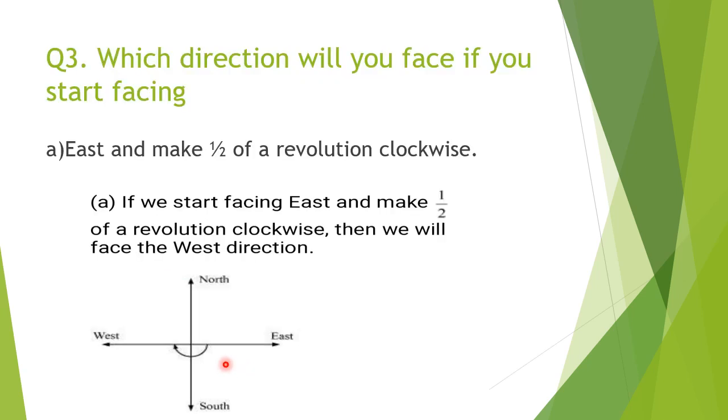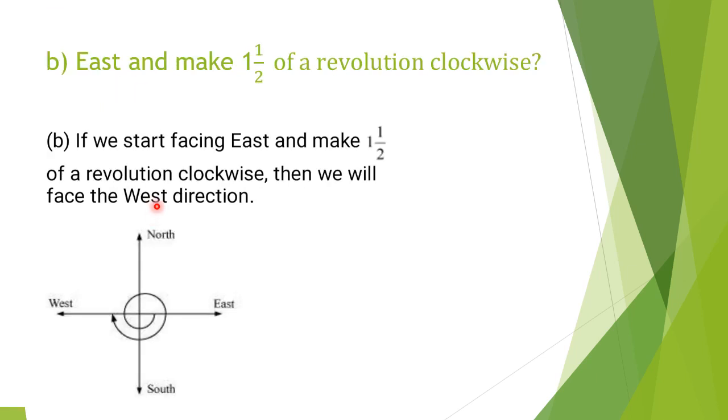Question 3a. Which direction will you face if you start facing east and make half of a revolution clockwise? If we start facing east and make half of a revolution clockwise, then we will face the west direction. B. East and make 1.5 revolutions clockwise. If we start facing east and make 1.5 revolutions clockwise, then we will face the west direction.